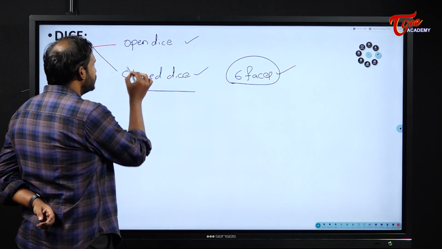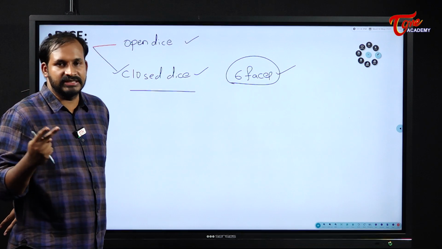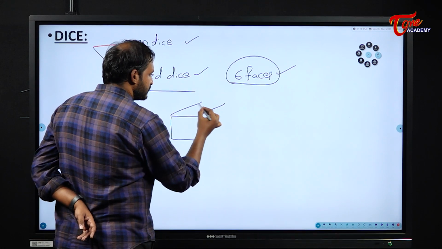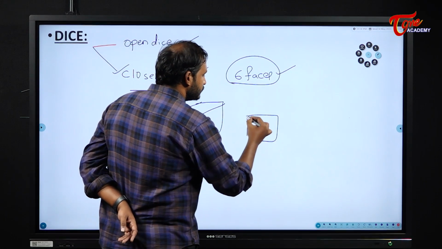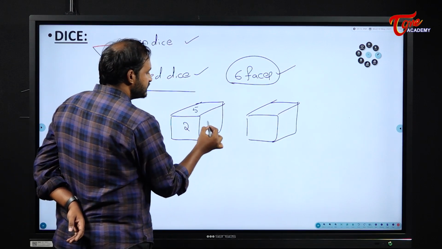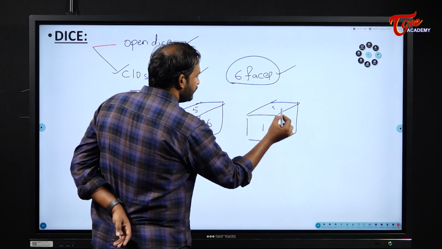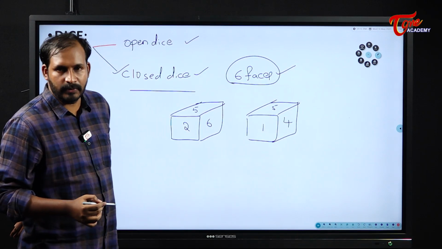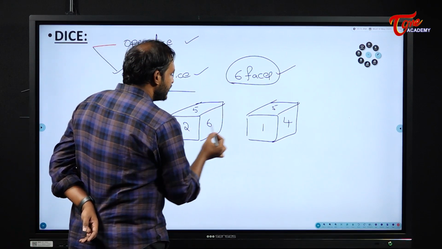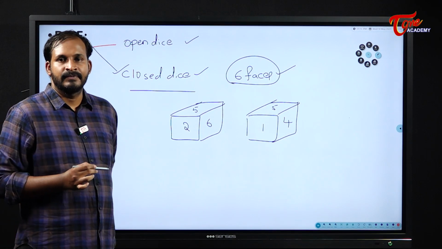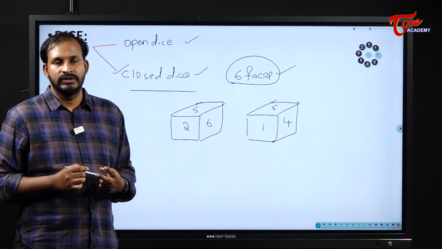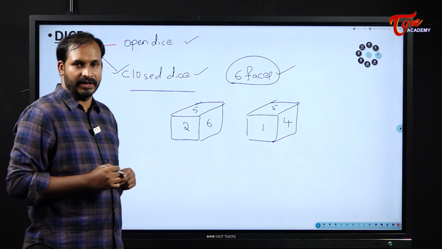So when it comes to the closed dice, students, we need to observe 2 major things. The first one is, assume that these are 2 projections of a dice: 2, 5, 6 and 1, 5, 4, something like this. The first thing you need to observe is whether there are any common numbers or not. Yes, there is a common number. How many are there? Either 1 or 2. Here I have 1 common number. What is it? 5.